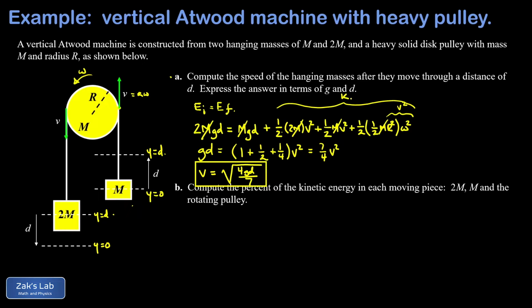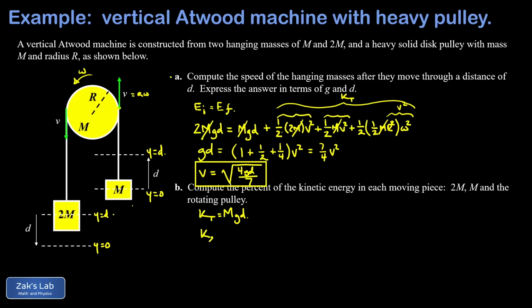So I'll just call that KT for total. And if I just subtract that mgd term from both sides, I end up with an mgd on the left-hand side, which means my total kinetic energy is just given by mgd. That was the total change in gravitational potential energy. Now I can just go through each term in my kinetic energy expression and plug in the v that I found, and we'll figure out what percentage of the kinetic energy is in each piece.